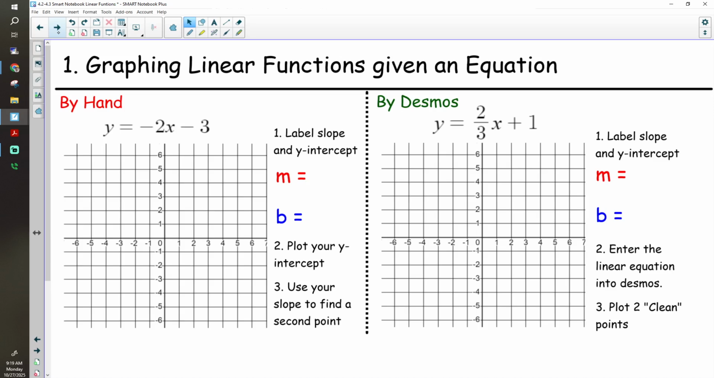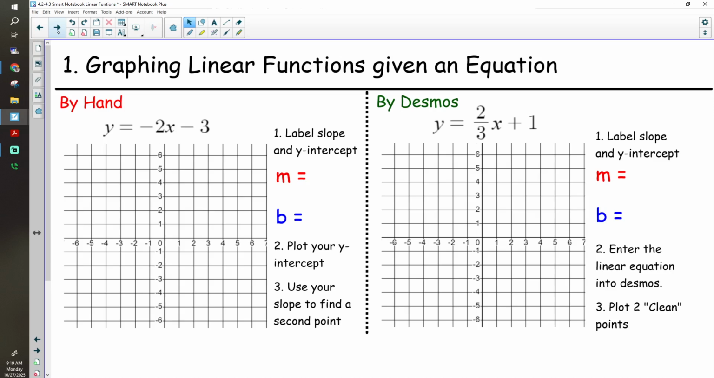Okay, we are going to first graph. The first time we graph, we're going to do it by hand. I think doing it by hand is faster than Desmos. Then we're going to do it in Desmos, which is easier because you just plug and chug, but it might take a little bit longer. So we're going to graph negative 2x minus 3 by hand.